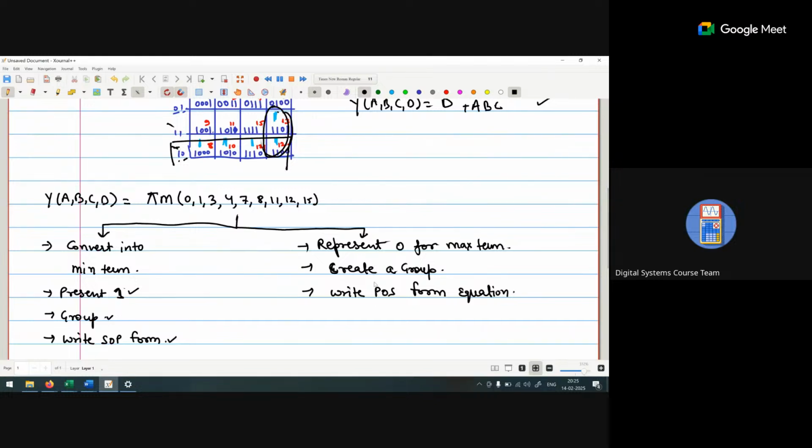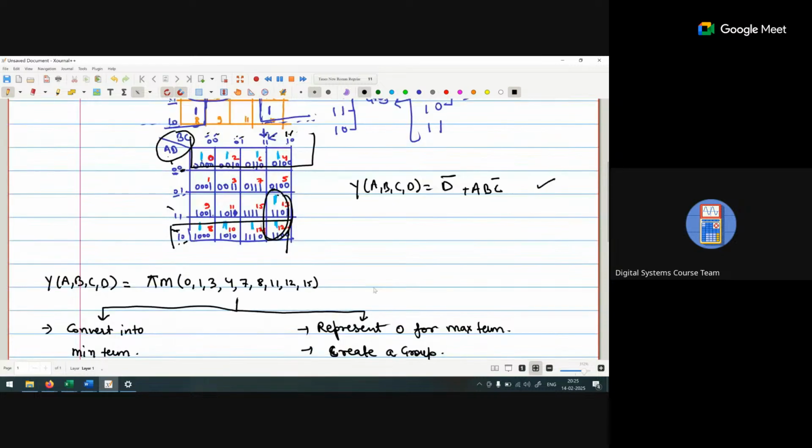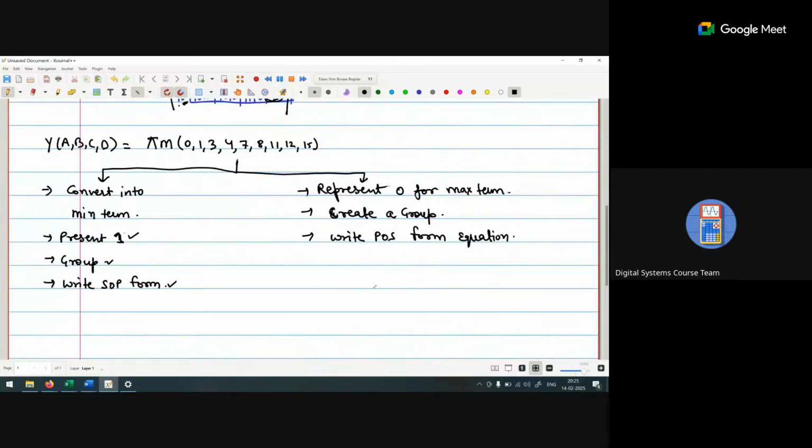But remember one thing: in the SOP, if any variable value, like D value is 0, what should we write? We write D bar. But in the case of POS, if the value is 0, directly the variable. If the value is 1, variable bar. Okay, we have to remember this thing.